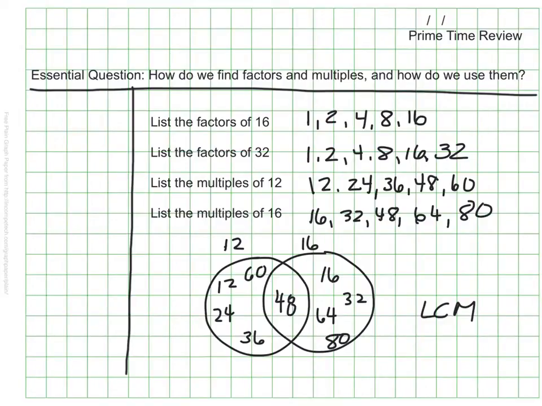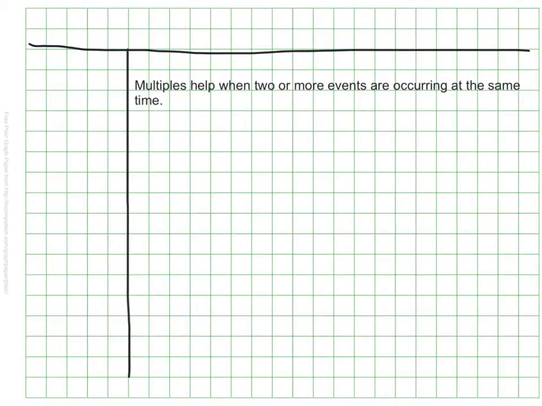Sometimes we need to use factors or multiples to solve real-life problems. Multiples help us when 2 or more events happen at the same time. This is like the Ferris wheel problem. Factors help us know how we can split even items into groups. This is more like the snack pack problem.